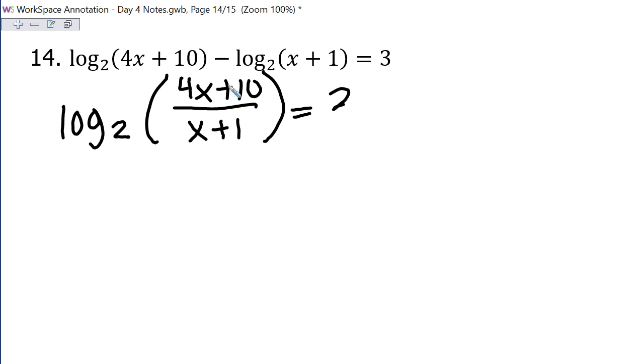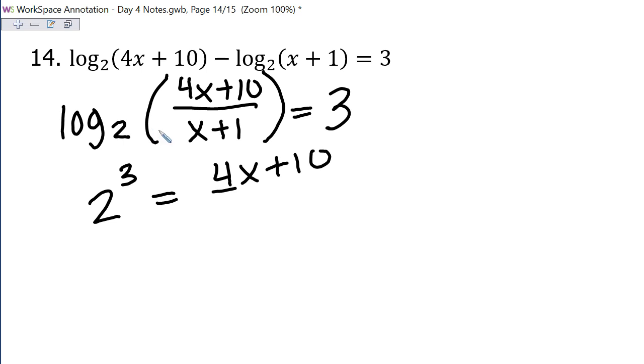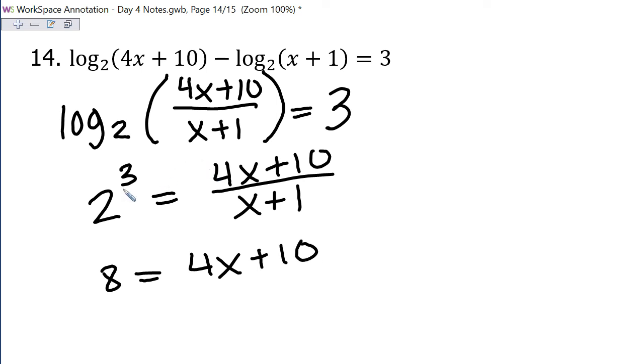How many logs do we have? 1. So if there's only 1 log, how do you solve it? Convert to exponential form. So for this one, what is the base? 2. What's the exponent? 3. And this equals 4x plus 10 over x plus 1. Simplify that. What's 2 cubed? So this would be 8 equals 4x plus 10 over x plus 1.